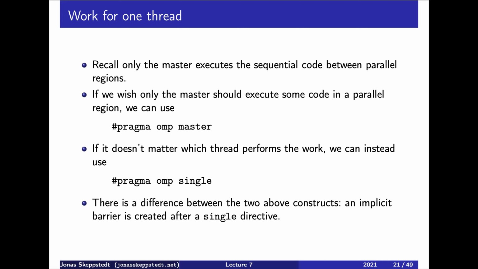The master thread performs the sequential code between the parallel regions, and if we want only the master to do some work in a parallel region, then we can do like this. And if it doesn't matter which thread does something, then we can use single. And there is actually another difference between these two constructs: after this there is an implicit barrier, but not after this.